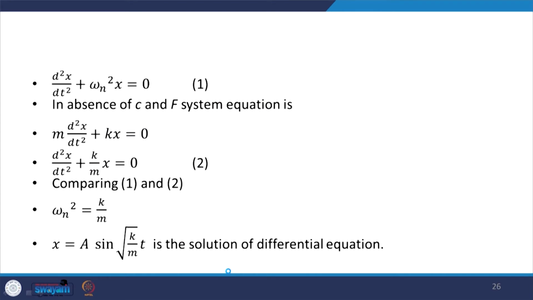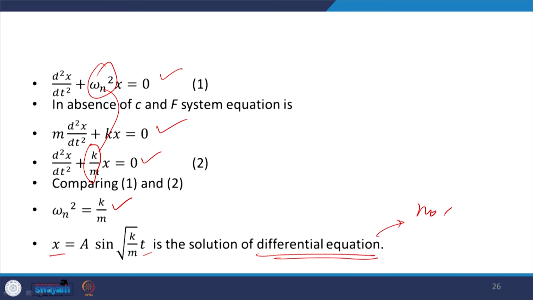Now, if I compare this equation with the equation without damping, that is this one, then you can see that omega n square corresponds to k by m over here. So, omega n square is equal to k by m, or I can write the solution as A sin of square root of k by m times t, and this is the solution of the differential equation if there is no damping.